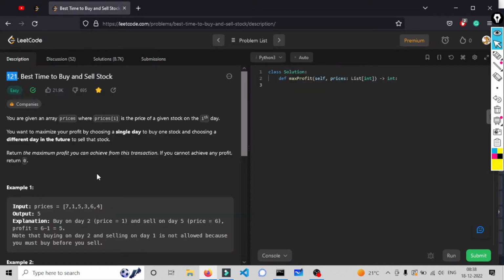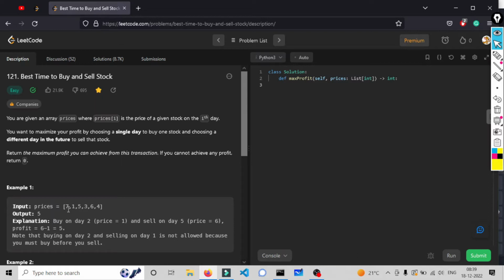Now let's move to the problem. In this problem you will be given a set of stock prices, and you have one rule to follow: you first have to buy and then sell, and then calculate the maximum profit you can gain out of it. So here you are given 7 1 5 3 6 4 as the stock prices, and you have to first buy a stock, then sell a stock and gain the maximum profit out of it.